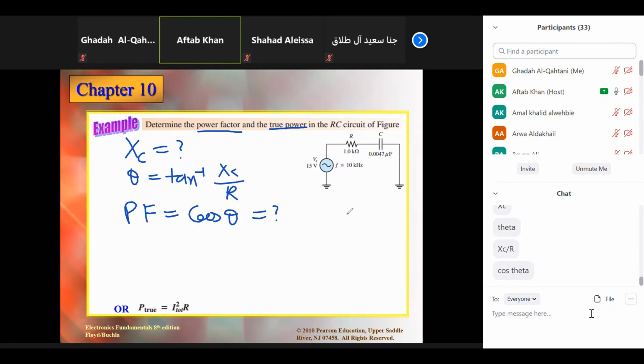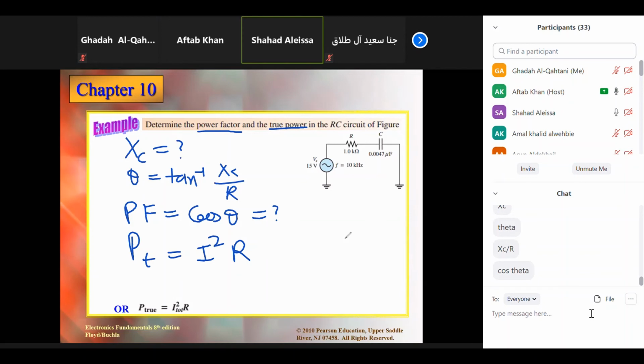Yeah. Next is what? True power. Okay, true power, that is PT. And true power is what? I square into R. We can calculate this way. Is there any other way to calculate the true power? Yes. What is that one? We can find Z.